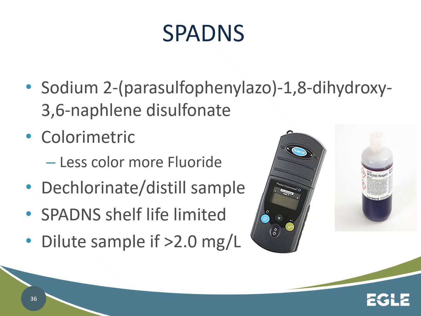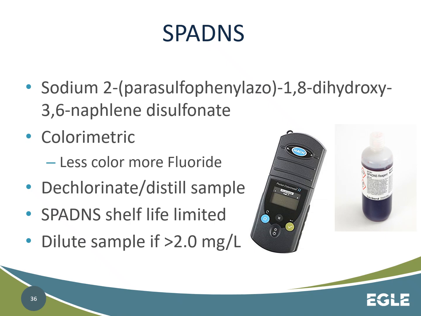Well, in order to accurately get a fair measurement, you have to distill the sample and dechlorinate it upon using it. SPADNS has a very limited shelf life, meaning you've got to make sure that your reagent is within its specification, is allowed to be used, and is not outdated. And if the sample is more than 2 parts per million, it will not read accurately. So you have to do a drop dilution type method in order to get it to work.